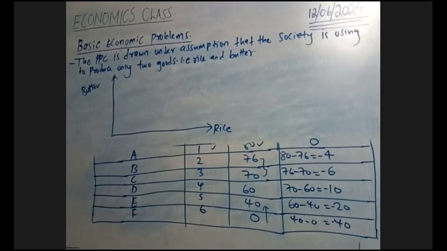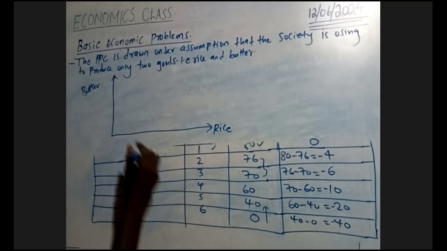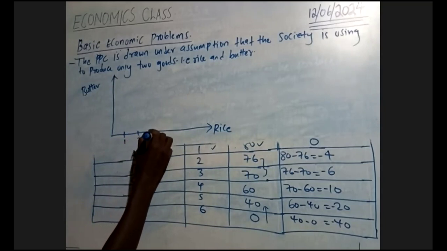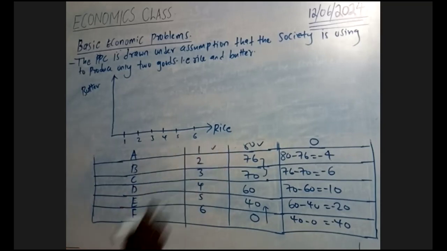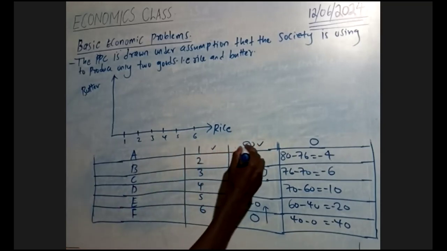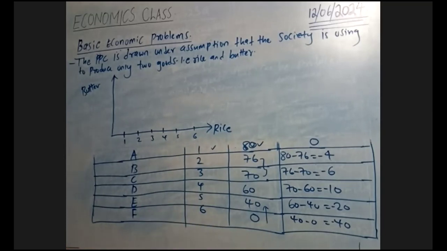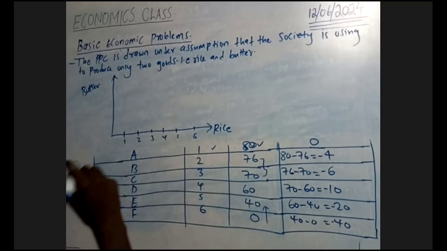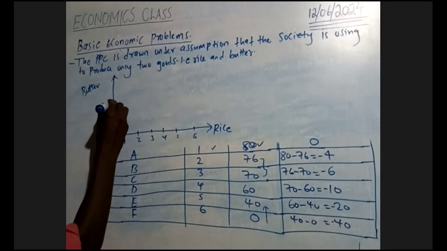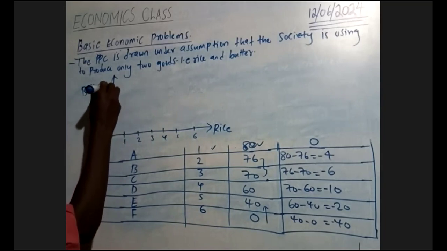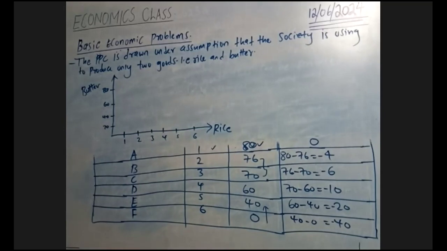So rice inatoka from 1, so from unit 1 mpaka 6. So hapa tuweke 1 2 3 4 5 6. Alafu butter inatoka from 0 to 80. So tukisema 0 10 20 30 40, mada na 2020 ilikuwa rahisi. Sema hapa ni 20 40 60 80. You can also go with 10, 10, 10.